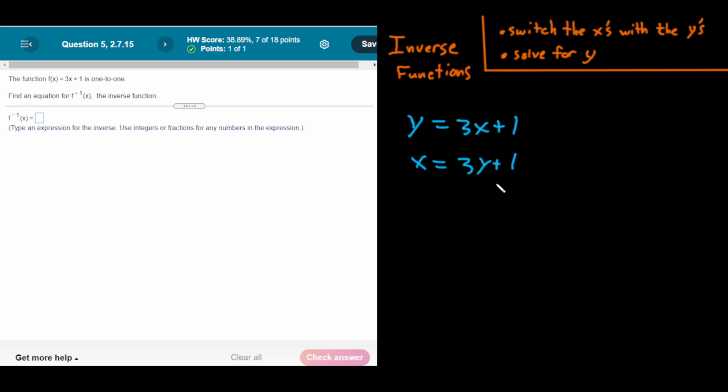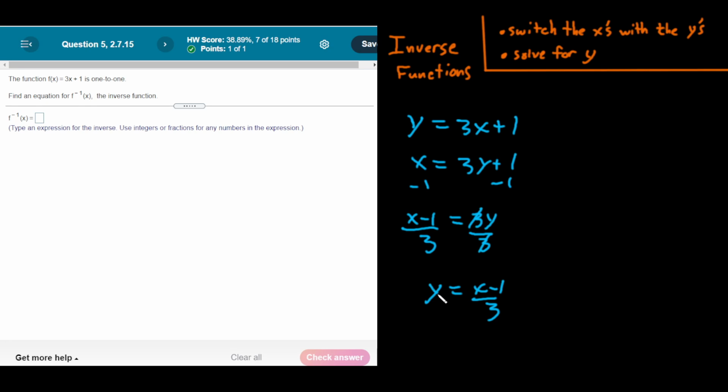Let's go ahead and get rid of this plus 1 by subtracting it. So you get x minus 1 is equal to 3y. Now to get the y by itself, you simply divide by that 3 that's being multiplied with it. Cross them out. You get y is equal to x minus 1 divided by 3.